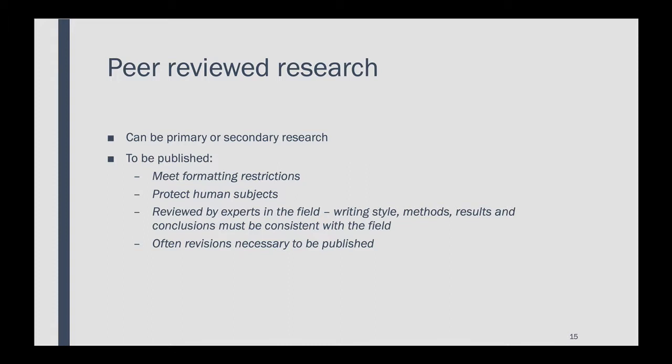They need to be reviewed by experts in the field that will read and, again, potentially require revisions of writing style, the methods, the results, and the conclusions that have been found. And then often the initial submission from the authors will need to be revised several times before it will be published in the journal. So often these journals have very strict peer review requirements in order to be published.